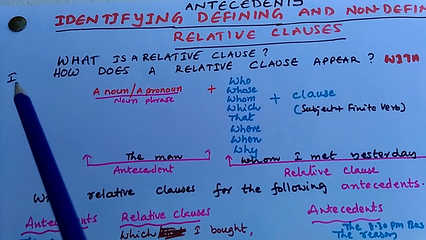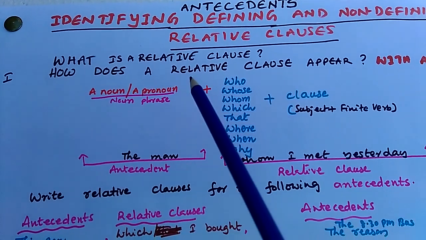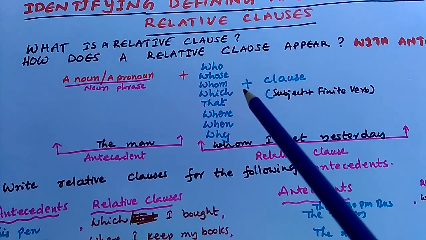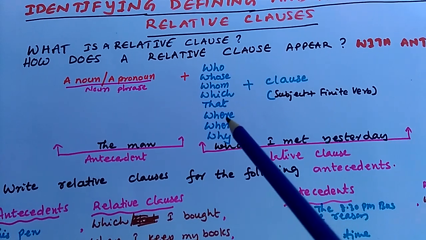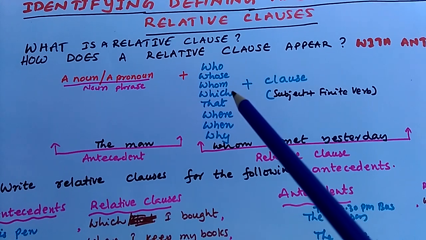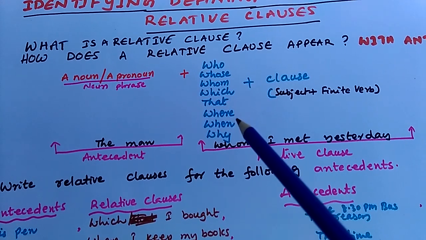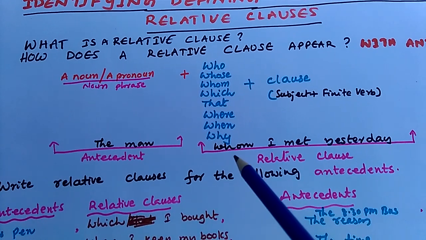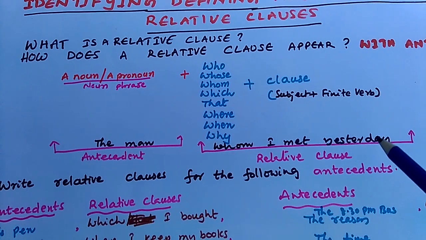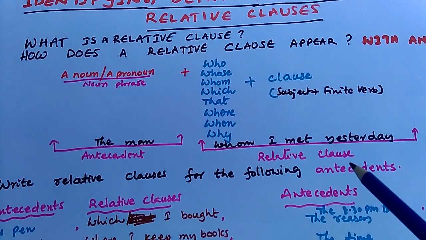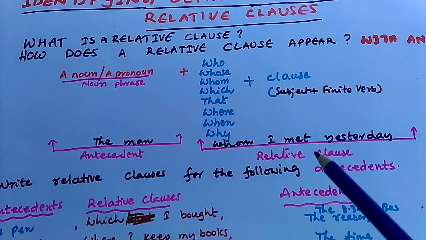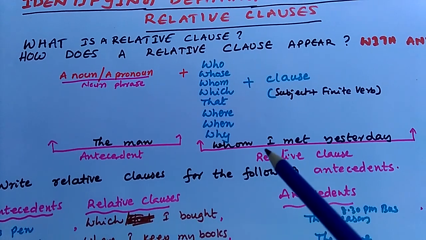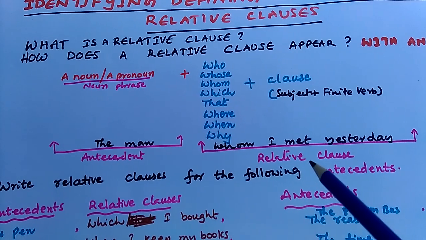The first question: what is a relative clause? A relative clause is a clause which starts with these words: who, whose, whom, which, that, where, when, why. Look at this one. Whom I met yesterday is an example of a relative clause because this clause, I met yesterday, starts with this word whom. So this is a relative clause.